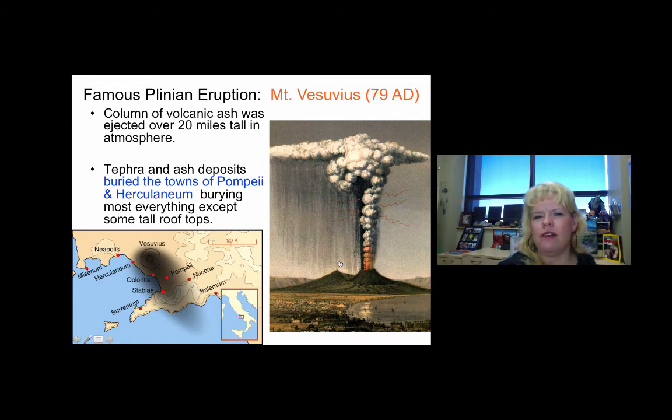Let's talk about where Plinian got its name and the most famous of all volcanic eruptions, Mount Vesuvius in 79 AD. So Mount Vesuvius buried the towns of Pompeii and Herculaneum. Let me point out that the towns of Pompeii and Herculaneum are not the volcanic event. So some people say, oh, it was Pompeii. They're referring to the city, not the event. Mount Vesuvius, however, is the volcano that erupted.